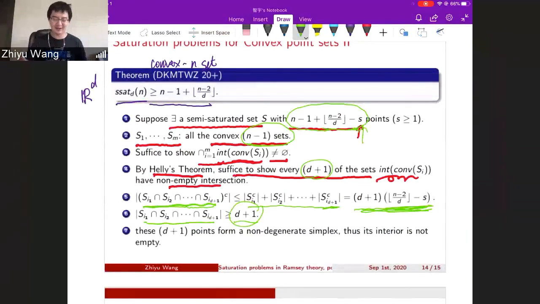And now, because I have d plus 1 points, they are in general position. Those d plus 1 points, which lie in the intersection of all of these convex n minus 1 sets, must form a non-degenerate simplex, which means that I can find a point in the interior of the intersection. So it's not saturated, since I can find a point to put in there without creating any convex n set. Okay, but that's all we know. We don't know about the upper bound.